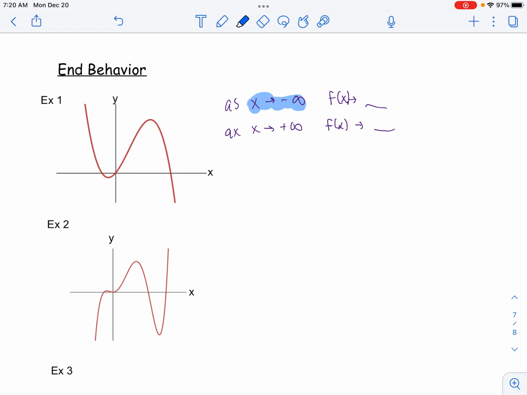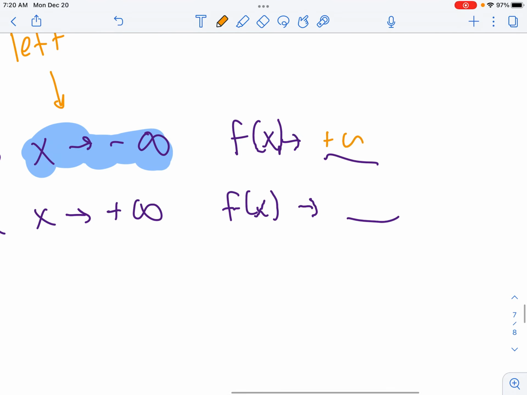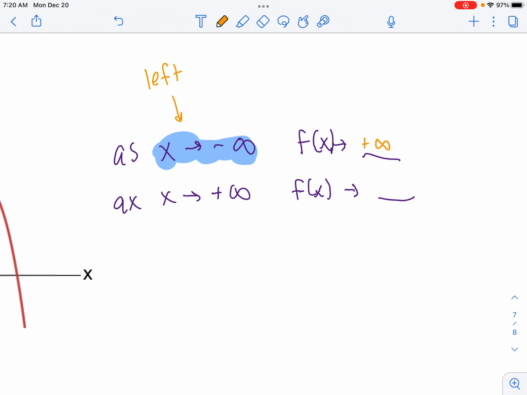So when I say as x approaches negative infinity, what I'm saying is we're looking over here on the far left of the graph. What's happening to the graph over on the far left? And if you notice, it's going up. So the graph is going up as we go to the left. Maybe you could write yourself a little note here that this is just saying on the left of the graph. And so what's happening on the left of the graph? The graph's going up. And so the y value is going to positive infinity.